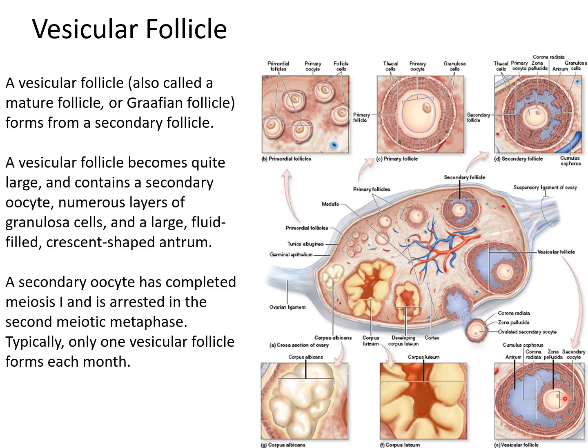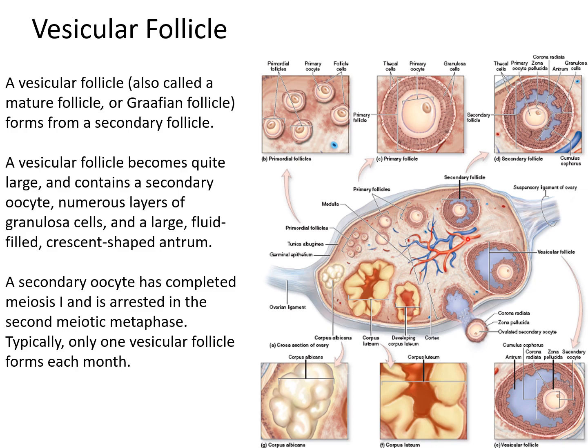Typically, you're only going to get one vesicular follicle each month. Basically, each month a few of the primordial follicles will start to develop, and then they'll move on to the primary stage, and some of those primaries will die off, and you can end up with, like, one or maybe two secondary follicles that continue to develop. But typically by the time you get to the vesicular follicle, only one. So out of the handful of primordial follicles that started to develop that month, only one would typically develop into a vesicular follicle.